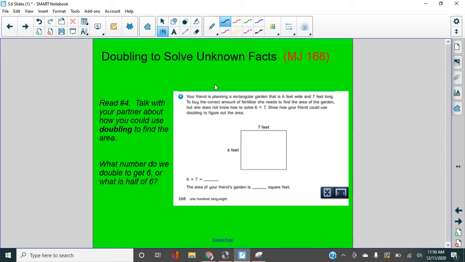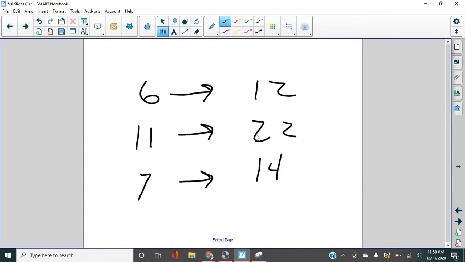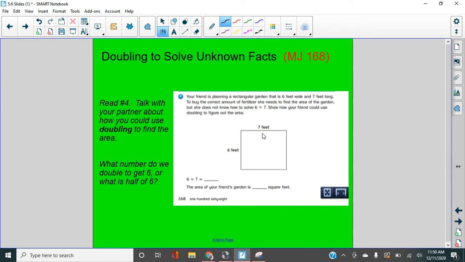All right. Well, 6 times 7. If you don't know Mr. White's 7s song, or if you forget it, you might not know this either. But you can use doubling to figure this out. So let's take a look at 6. Right? 6 is an even number. We can cut 6 in half. Remember, you can cut all the even numbers in half. You can't cut 7 in half, right, without making a fraction.